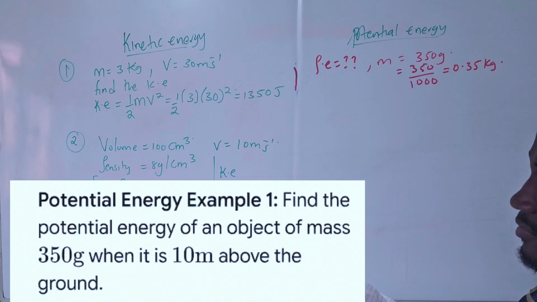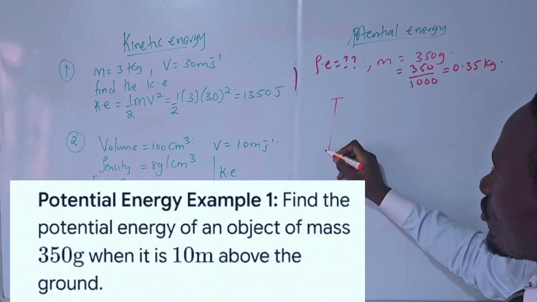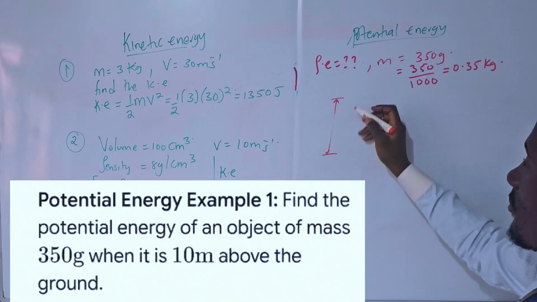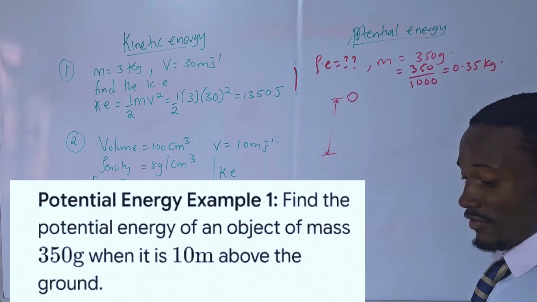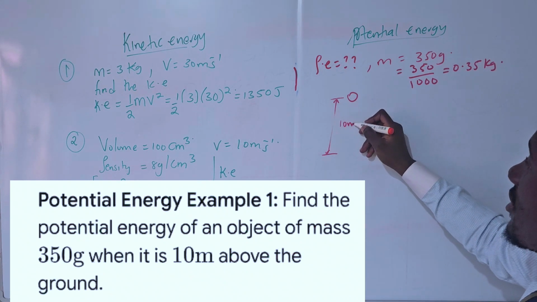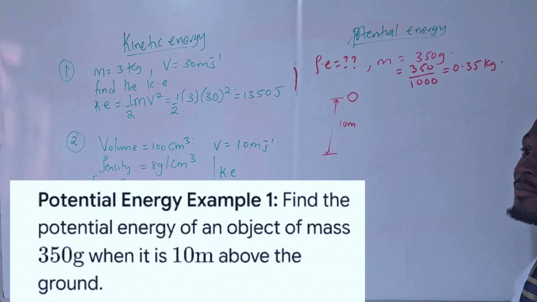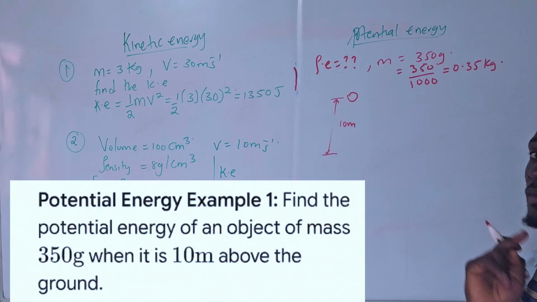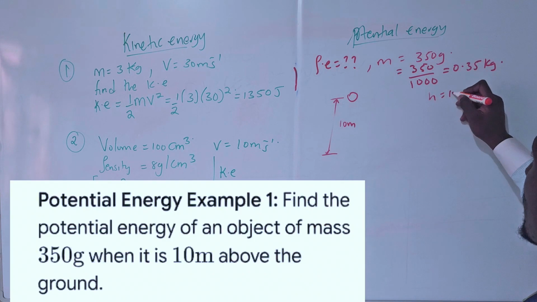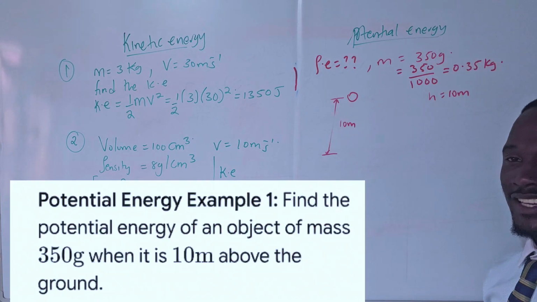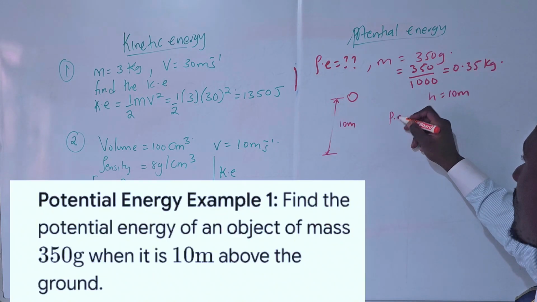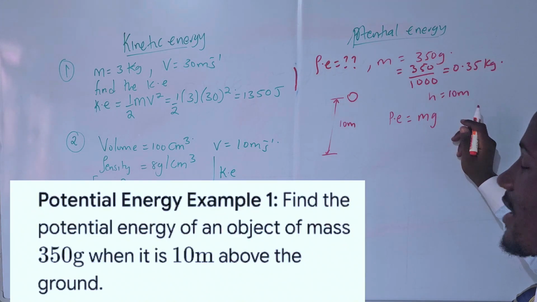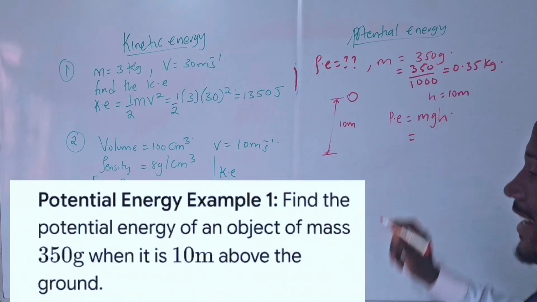When it is 10 meters above the ground. Remember, I was holding the ball above the ground. It implies that it was having some potential energy because of its position in the gravitational field. So if it is 10 meters, what does that imply? The height is 10 meters. And remember, we said that the potential energy increases with increasing the height. And we said that potential energy is given by the mass times the acceleration due to gravity times the height.